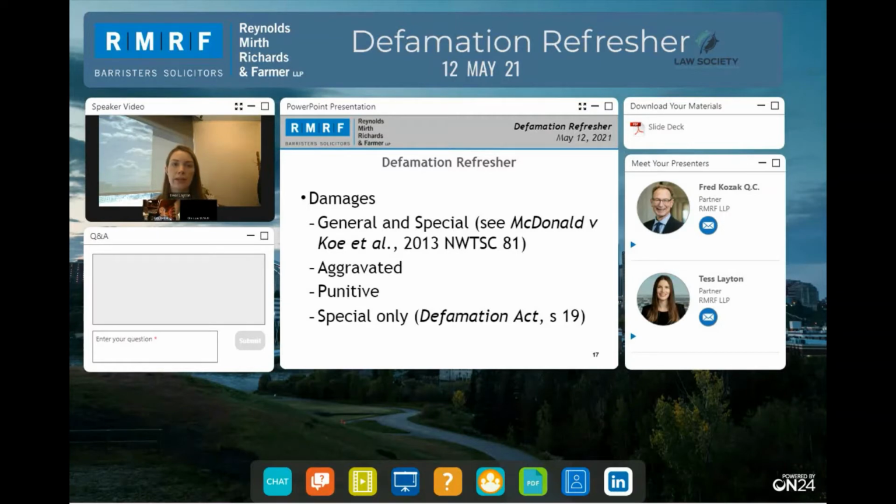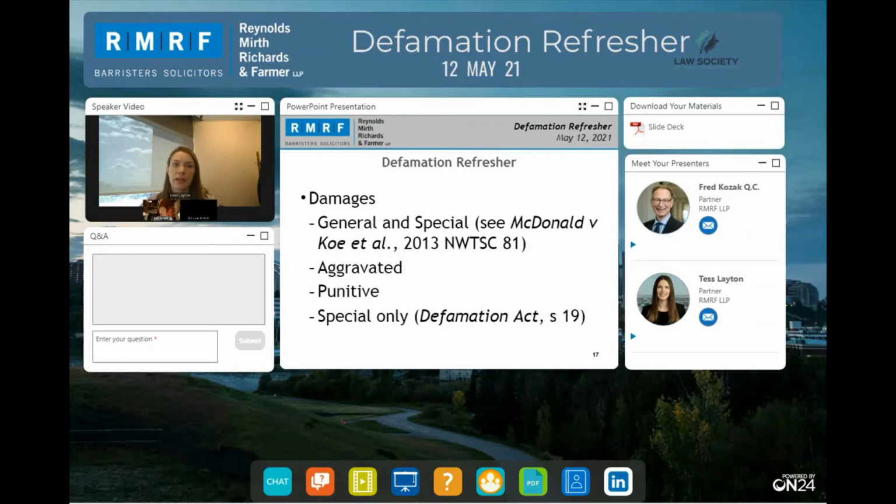So this case involved a plaintiff, McDonald. She was the COO of an organization after having been involved in that organization for 10 or so years. A group of former employees of the organization sent a fairly damning letter accusing her of bullying, harassment, and some other serious allegations of workplace misconduct. The defendants didn't defend the claim in this case, so we don't have the benefit of the other side's perspective. They were noted in default, and the plaintiff applied for judgment.